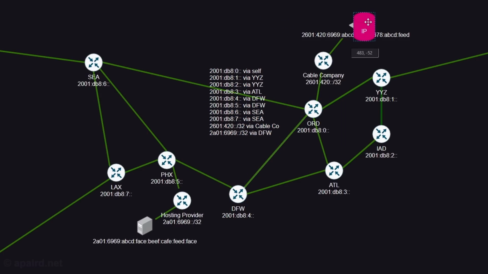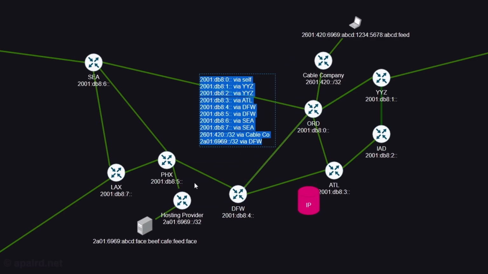I send a packet from here to my cable company. My cable company sends it to the router ORD. The router here is going to look and see the destination is within that 2A01:6969 prefix and say, aha, that matches this line in the table, so I need to go via DFW. Send it down to DFW. Now, what does DFW do?